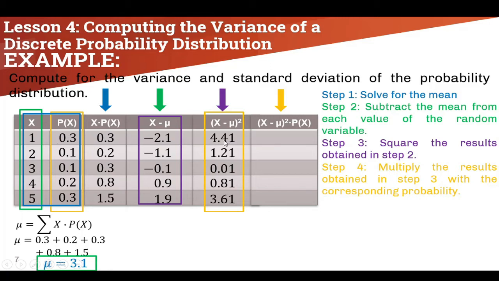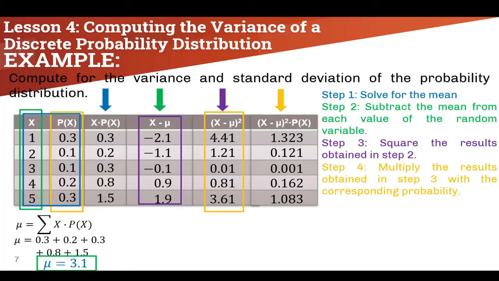0.3 times 4.41, 1.323. Ayan. Next. 0.1 times 1.21. Very good. 0.121. 0.1 times 0.01. Pangatlo tayo ha. Baka malito. 0.001. 0.81 times 0.2. Very good. 0.162. Next, 3.61 times 0.3. Very good. 1.083. Next.